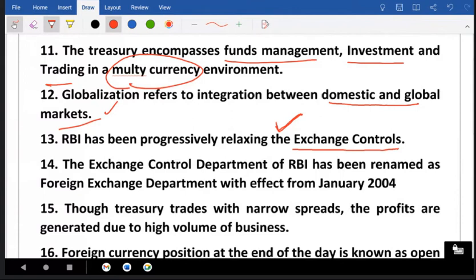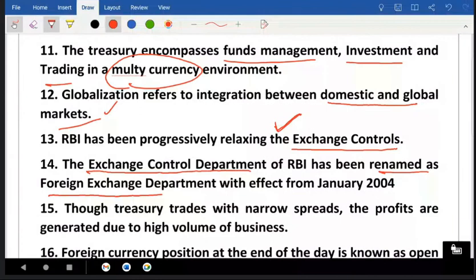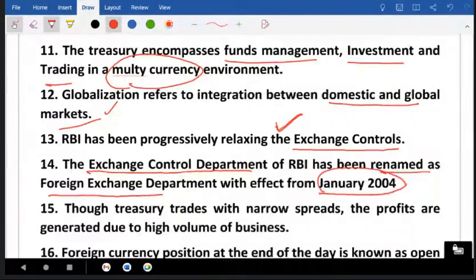The Exchange Control Department of RBI has been renamed. The Exchange Control Department of RBI has been renamed as the Foreign Exchange Department with effect from January 2004. That means the Exchange Control Department has been renamed as the Foreign Exchange Department with effect from January 2004.